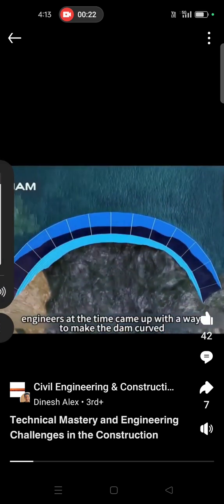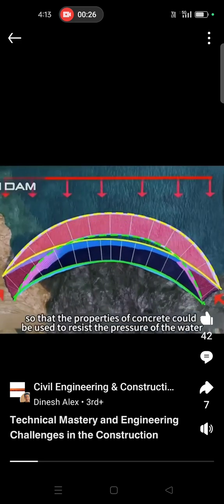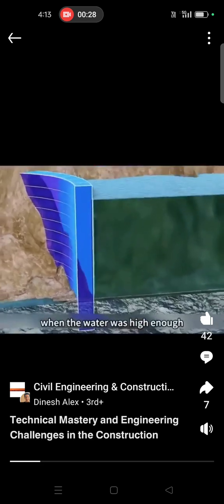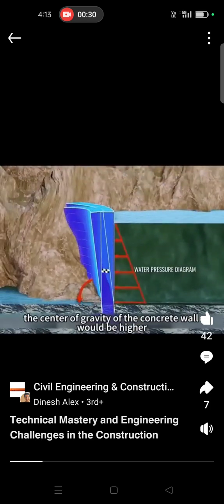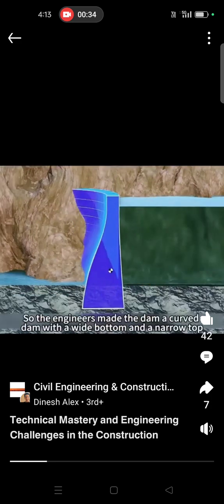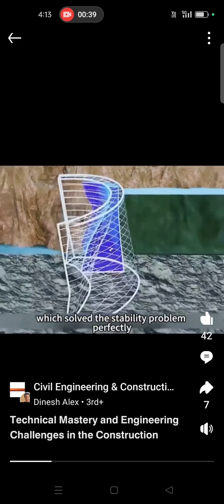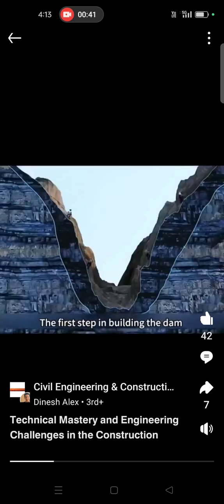For this reason, engineers at the time came up with a way to make the dam curved, so that the properties of concrete could be used to resist the pressure of the water. But there was another problem. When the water was high enough, the center of gravity of the concrete wall would be higher, and it was likely that the wall would collapse. So the engineers made the dam a curved dam with a wide bottom and a narrow top, which solved the stability problem perfectly.